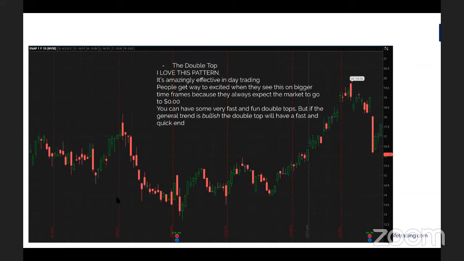But on this particular one, Diego, the neckline is this little candle right here. Once that candle comes in, right? And you don't know it's a double top yet until this lower high comes in and you go, all right, we might turn into a double top if we close below the neckline. If.